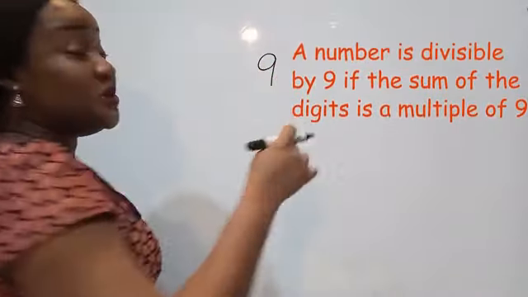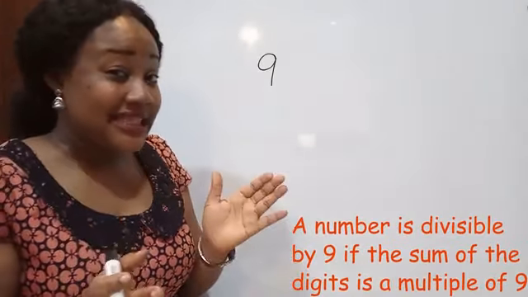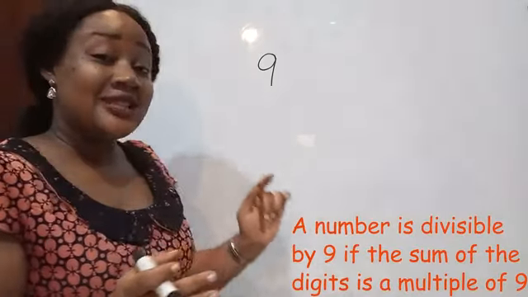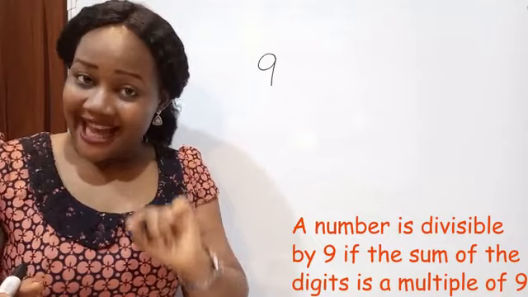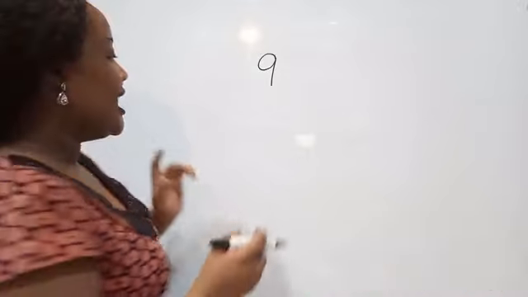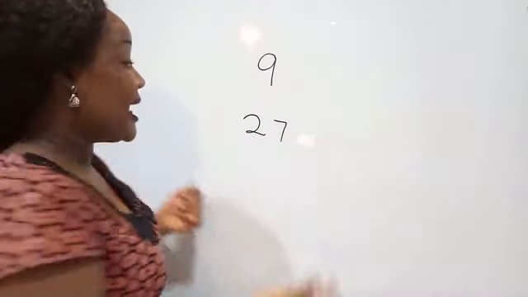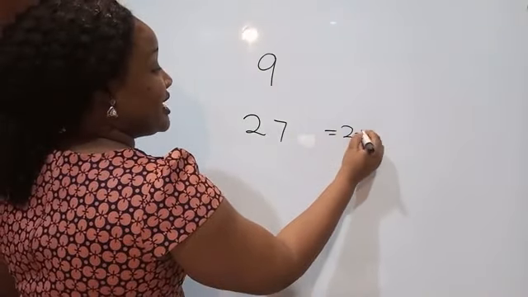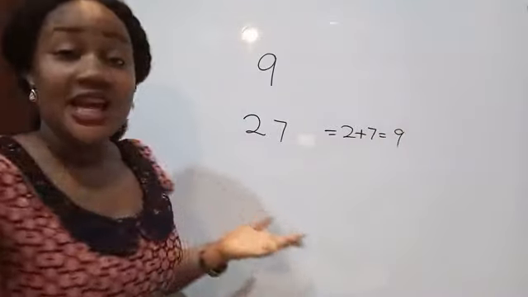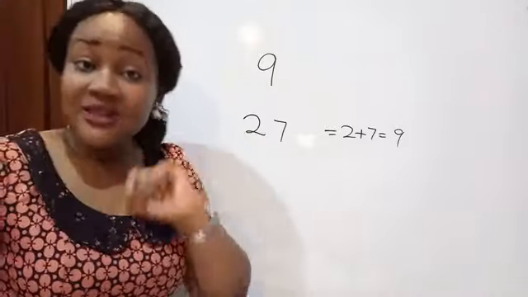So let's look at 9, how to know if a number is divisible by 9. The same way we did with 3, but this time after summing up the digits, if the sum is divisible by 9, then the number is divisible by 9. Of course, we know 27 is divisible by 9. 2 plus 7 equals 9, and 9 is divisible by 9, and so 27 is divisible by 9.